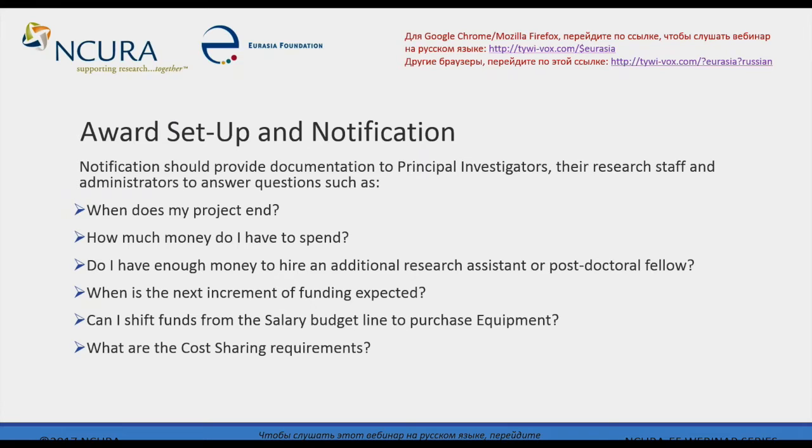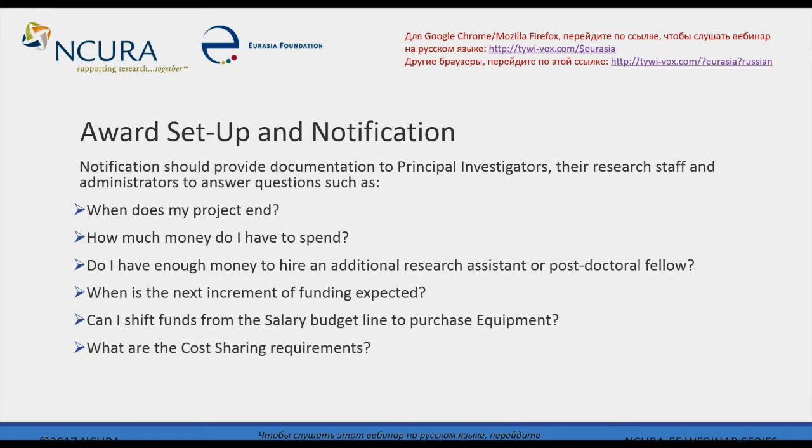Once the award is set up, it's important to notify the researchers, the principal investigators, and the administrators. They need to know every time that they make a purchase what funding string those expenses should be charged to. By collecting those expenses, it provides a real-time report on how the award is progressing and how much funds are left.